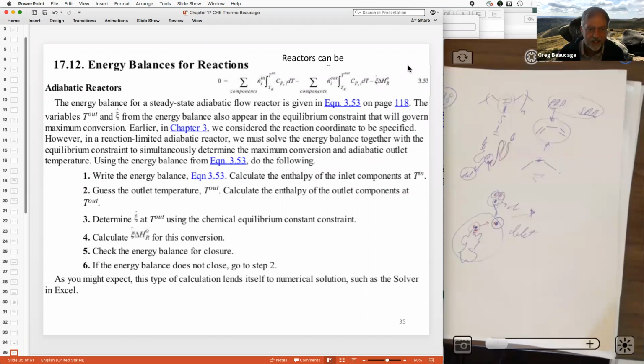So basically it's kind of an algorithm to do these continuous reactions, right? So they do the energy balance, which is this equation. So you're going to have like the heat of reaction times, so that's per mole, right?